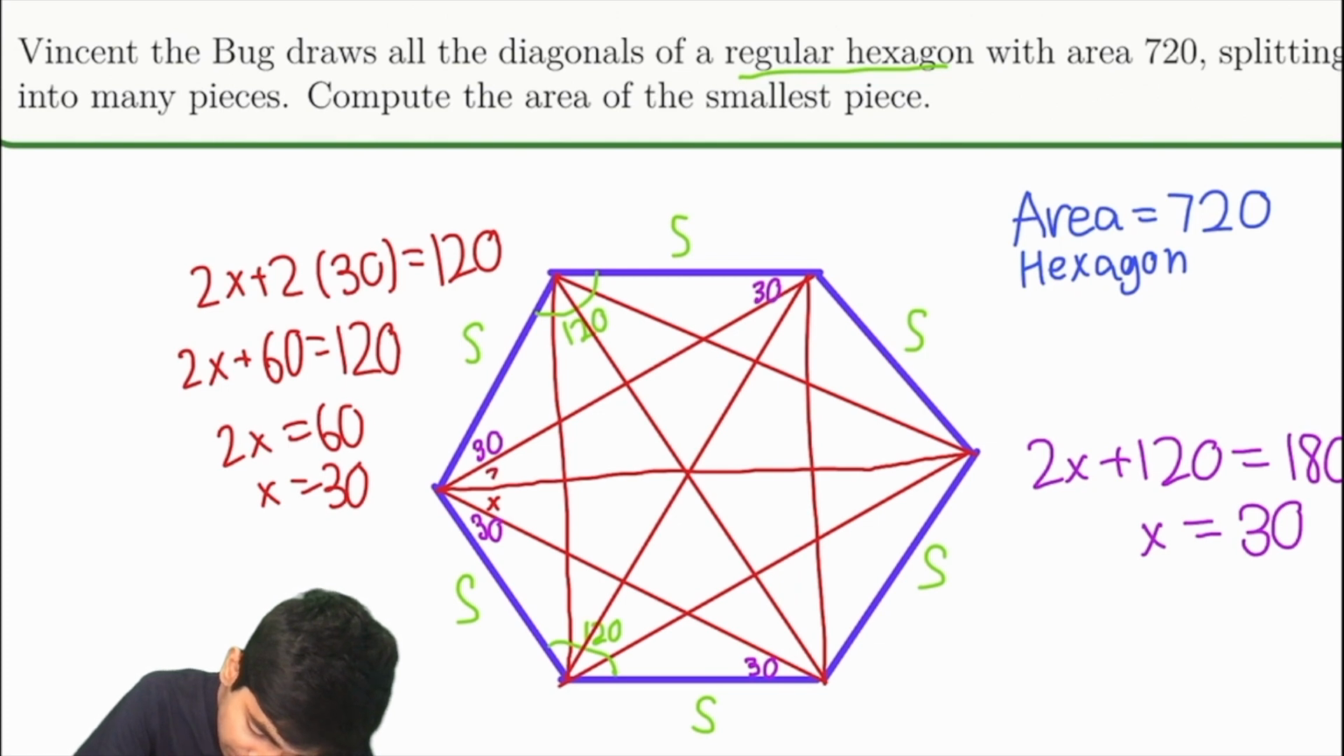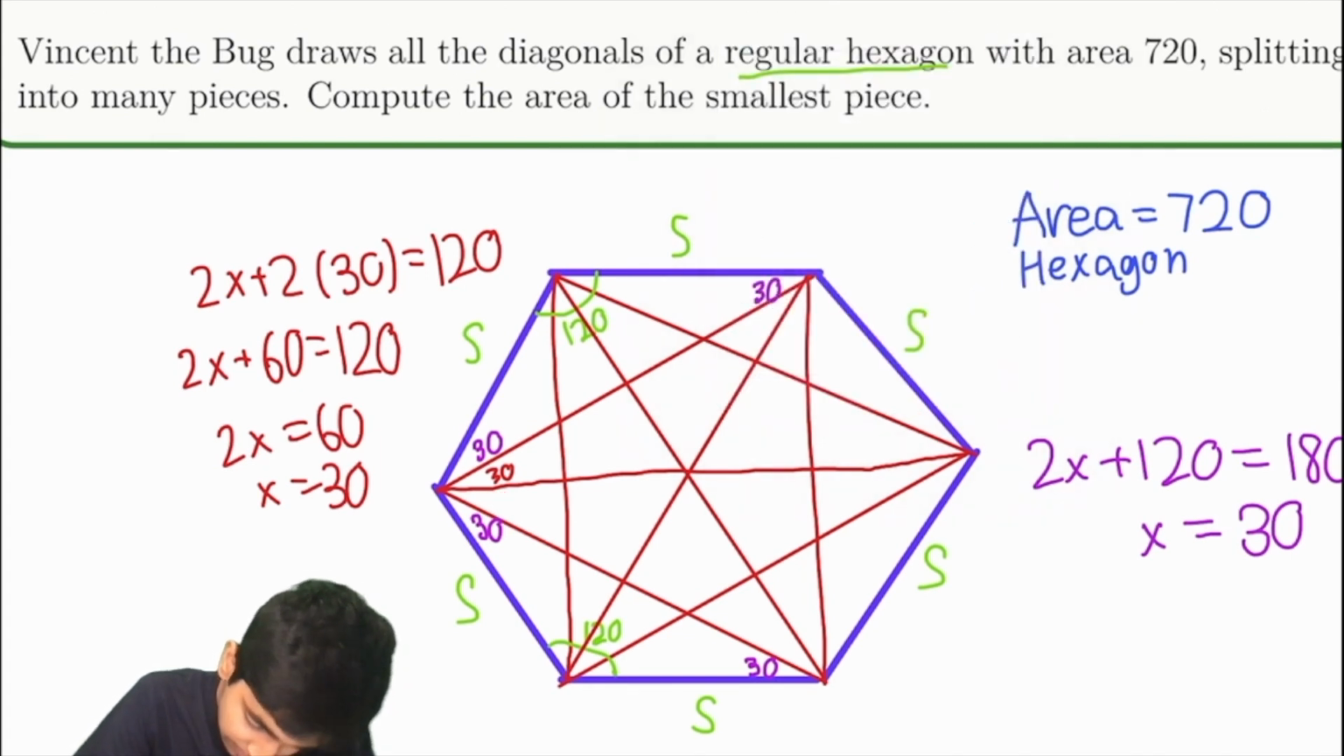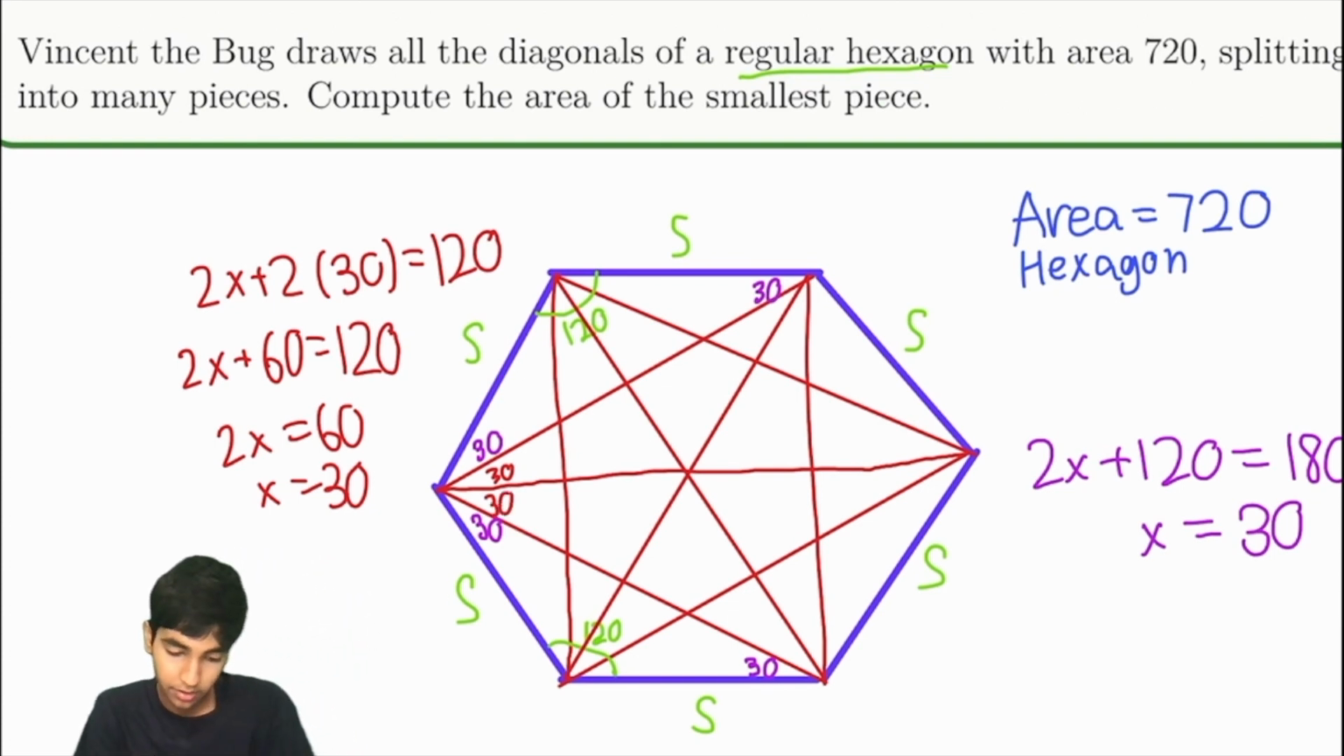This over here is going to be 30, and this over here is also 30 as well. Okay, my eraser's not working today. Okay, so now we've got a bunch of 30-degree angles. That's very helpful, of course. 30, 30.